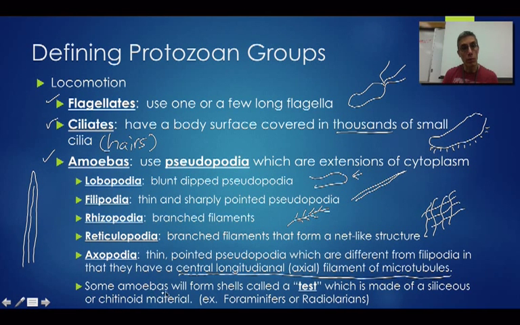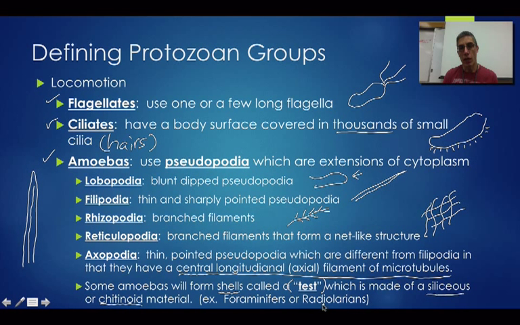Now, there are some amoebas out there that form what we consider shells. We give that shell a special name, and we call it a test. This shell can be made of a siliceous, or silicon-type, material or a chitinous type of material, so they could be chitinoid. And if you recall, for some of you that may know a little bit about insects, they have an exoskeleton, and that exoskeleton is oftentimes made of a chitin material.